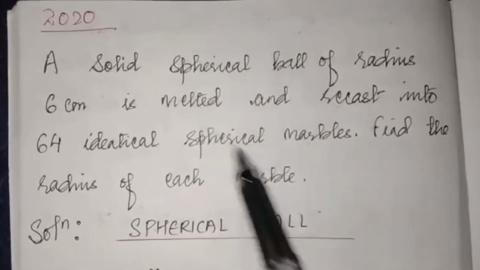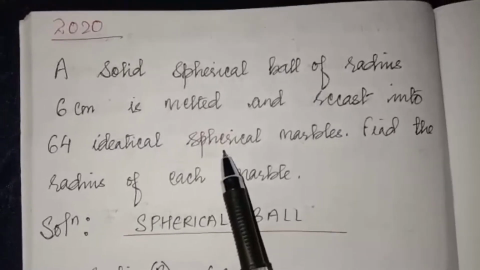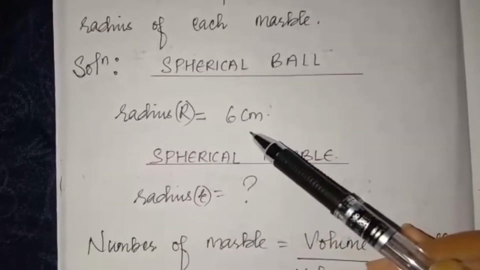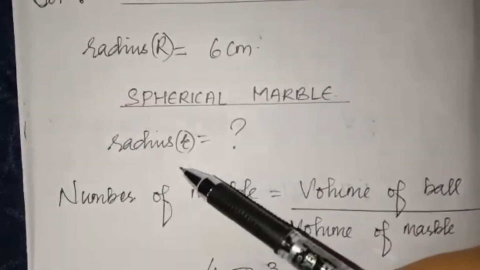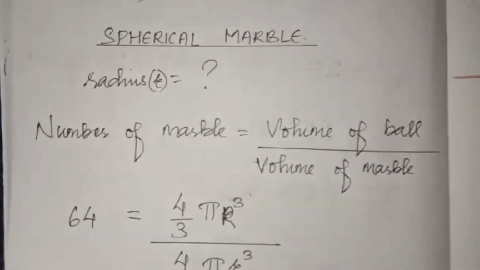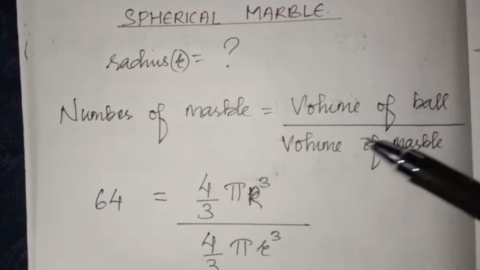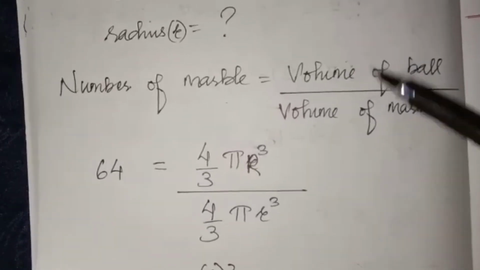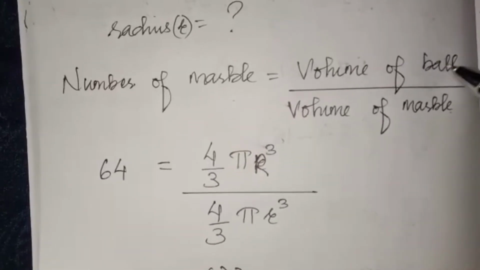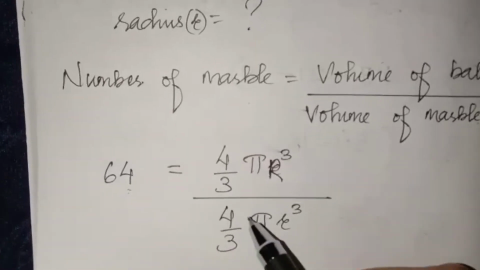So one spherical ball is melted and converted into 64 spherical marbles. Spherical ball whose radius capital R is 6 cm. Spherical marble radius is question mark. To find the number of marbles, volume of marble will be in the denominator: volume of ball divided by volume of marble. Both are spheres, so formula is 4/3 pi r cube. Here capital R because the ball is large in size, marble smaller in size. So number of marbles, 64, is given in the question.